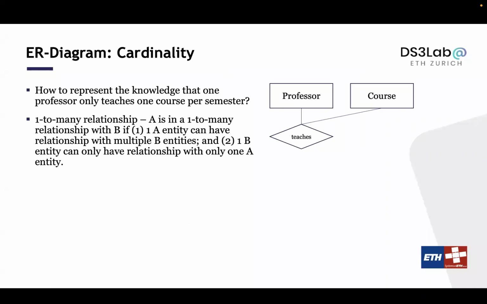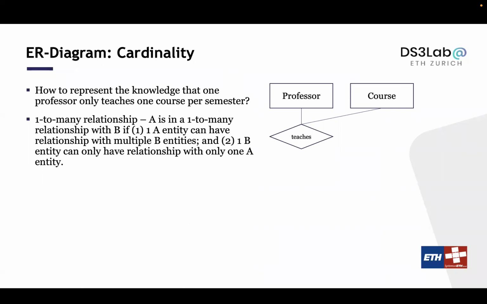You can define a relationship to be a one-to-many relationship, which means that if you have entity set A participating in a one-to-many relationship with another entity set B, it means that for any entity A, it can have a relationship with multiple B entities.